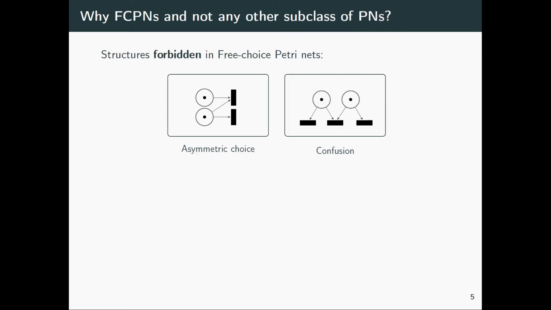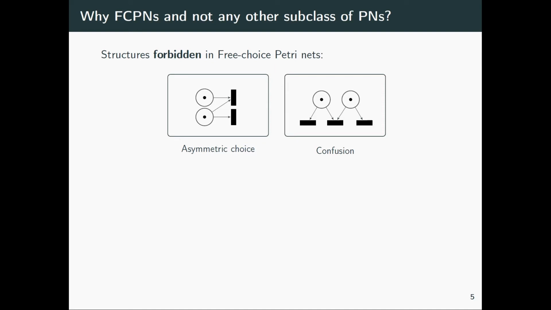Since we have chosen free-choice Petri nets, not all kinds of structures can be modeled by this. Indeed, asymmetric choice and confusion structures are forbidden. In the first case, we have a choice structure and one of the 2 involved transitions has 2 incoming arcs, where one of the 2 places is not involved in any choice, like we can see in the upper place. In the second case, we instead have 2 choices with only one common transition.